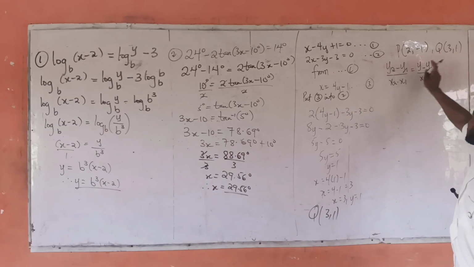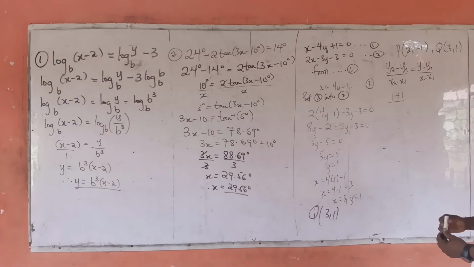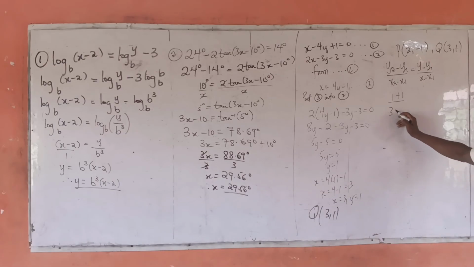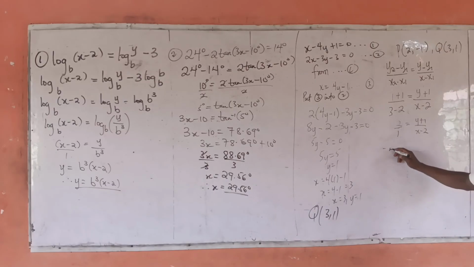If that is the case, y2, 1, y1 minus, giving it positive, x2, 3, x1, 2. Y will still be y minus y1, which is a plus here. Then x will still be x, this 2. From here we can cross multiply. We have 2 over 1 is equal to y plus 1 over x minus 2. In this way, cross multiplication gives us 2x minus 4 is equal to y plus 1.